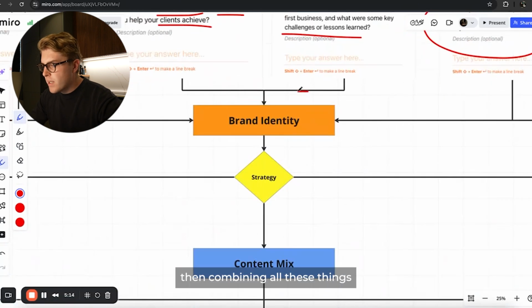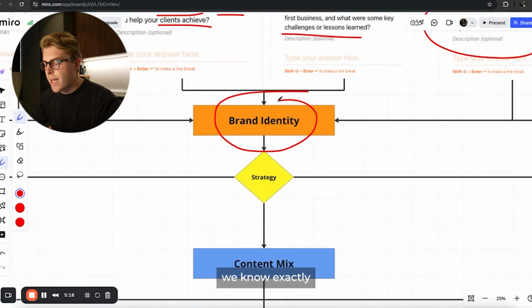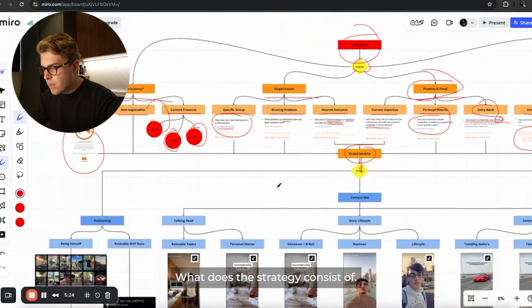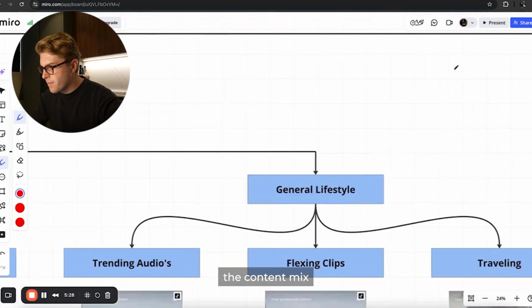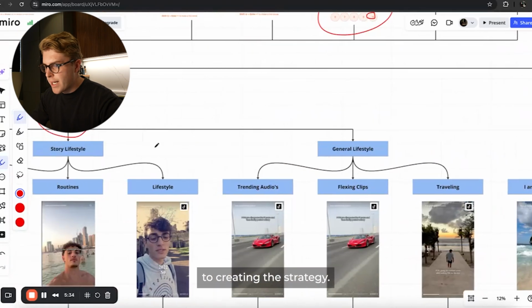Then combining all these things and doing an in-depth onboarding call with the client, we know exactly what the brand identity is going to be, and we start creating the strategy, right? Now, what does the strategy consist of? And the answer is pretty simple: positioning, the content mix, the hook formulas. That's all what we focus on when it comes to creating the strategy.